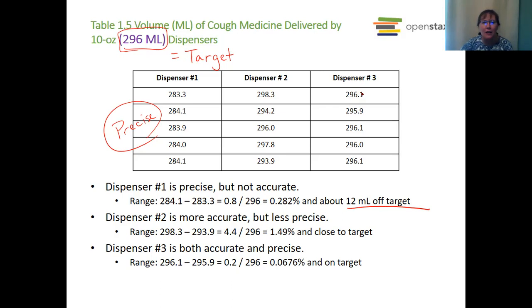Now, if we look here, 296, we're very close, very precise, and we're right on that 296. So this one is precise and accurate. Now this one, at 1.49, we'll just call this less precise. It isn't imprecise, it's just less precise. If it was a wider swing, then it would be different. And it's still not quite accurate.